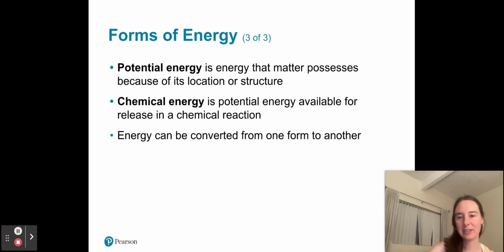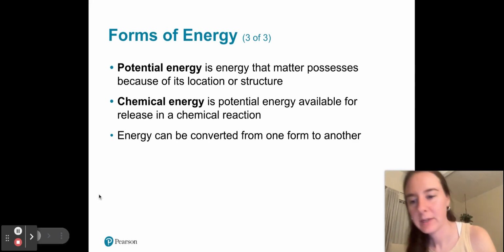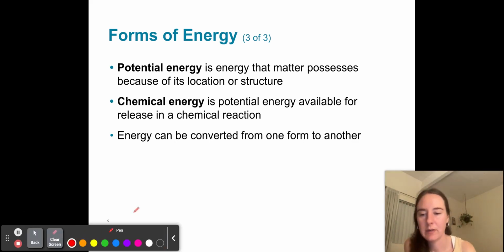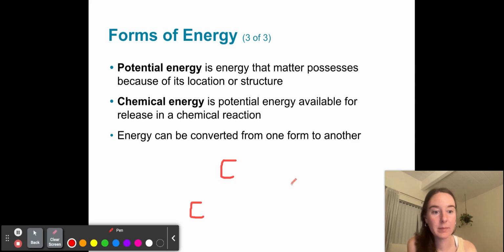Next is chemical energy, and chemical energy is very similar. It's basically potential energy, but it's the potential energy stored in the bonds of a molecule. So, for example, if I were to take a molecule, and let me see if I can draw it out. Let's say I have carbon here and I have another carbon here, and they form a bond between each other, right?